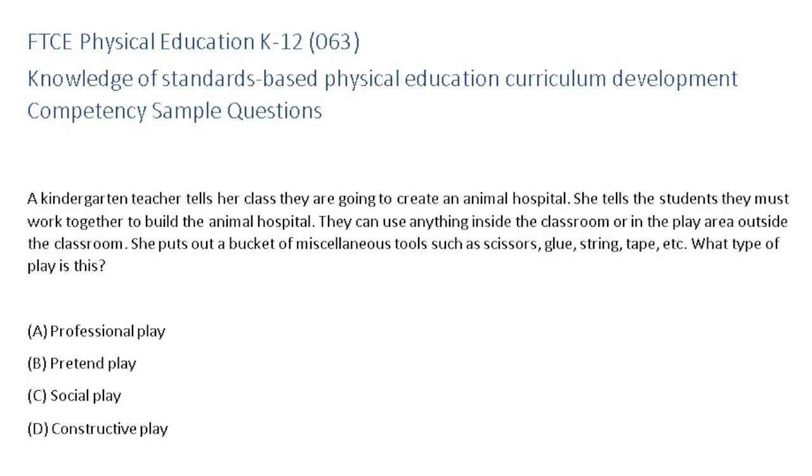Professional play is incorrect. This is not a recognized category of play in early childhood education. B. Pretend play is incorrect. Pretend play involves imagining scenarios or role-playing. C. Social play is incorrect. Social play focuses on interacting and cooperating with others, but doesn't necessarily involve creating something physical.